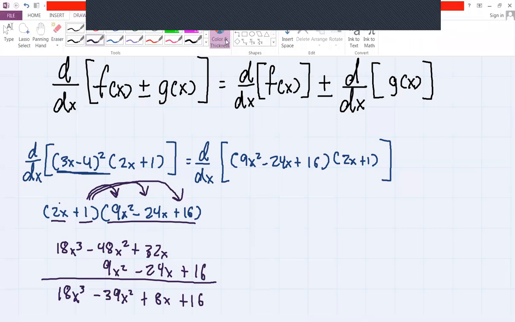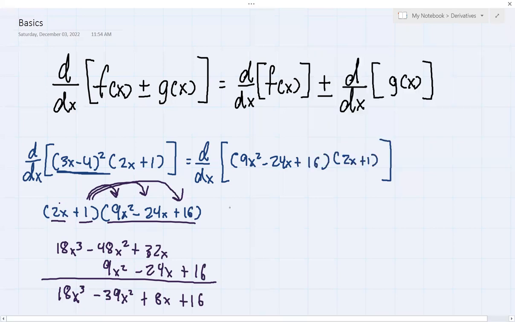Okay? So, therefore, yung expanded form ng given polynomial natin ay ito na. 18x cubed minus 39x squared plus 8x plus 16. Yan. That's it. Okay? That's how you do it.